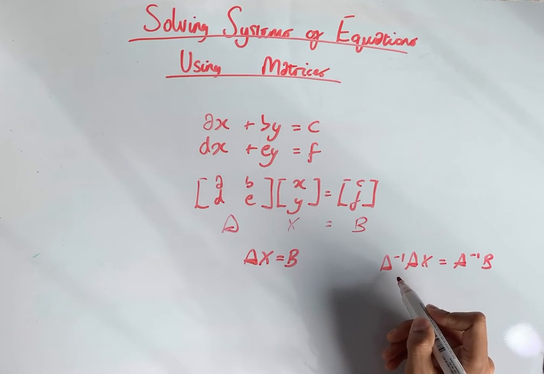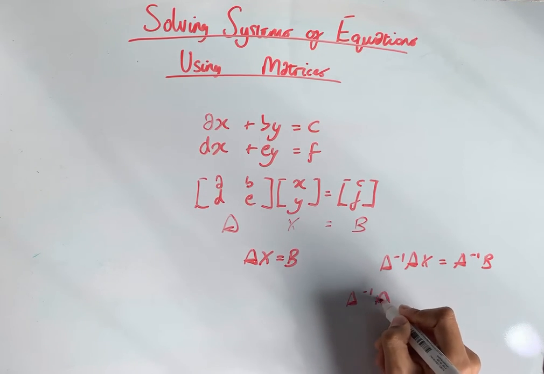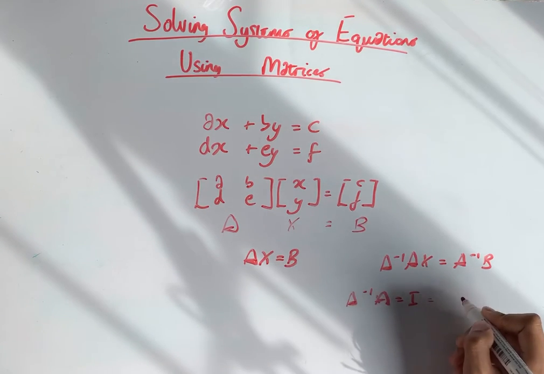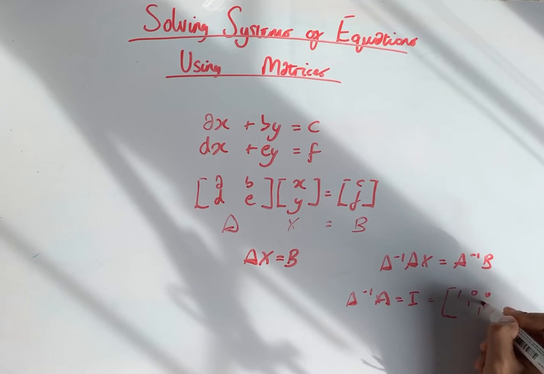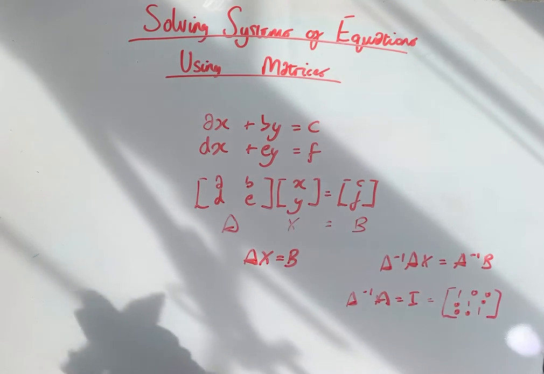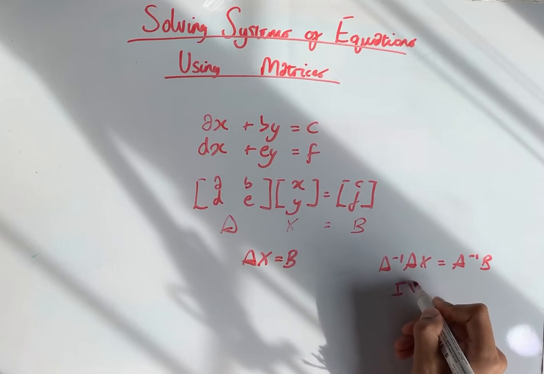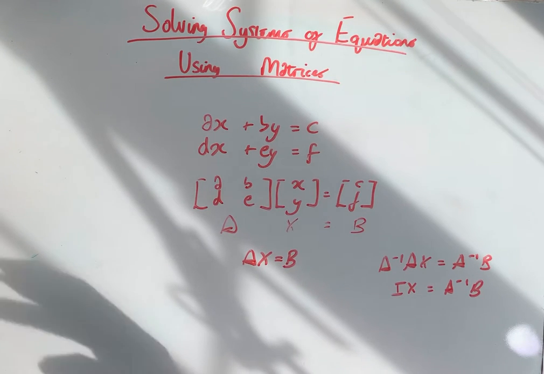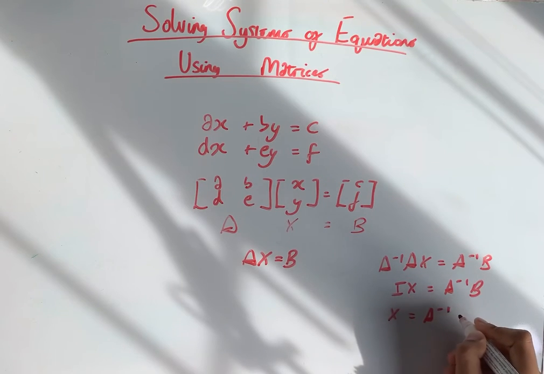Now, a matrix's inverse multiplied by the matrix, A minus 1 multiplied by A, will always give the identity matrix, which is the matrix equivalent of 1, where it represents a square matrix of any size, where all the diagonals are 1 and all other elements are 0. As a result, this reduces to IX equals A minus 1 B, and as I is the matrix form of 1, IX equals X, so X equals A minus 1 B.